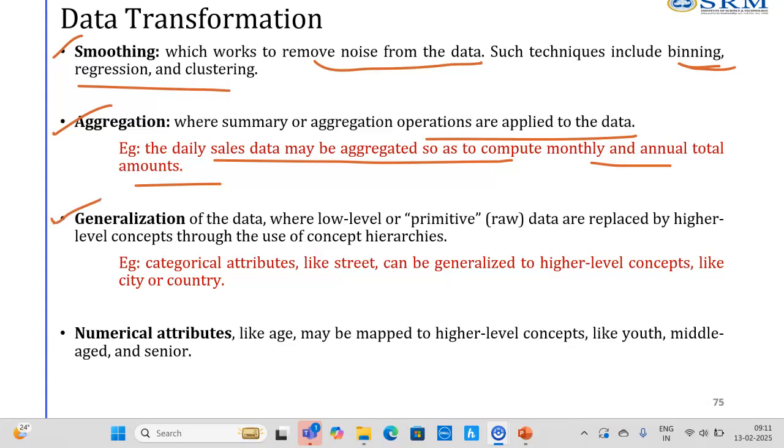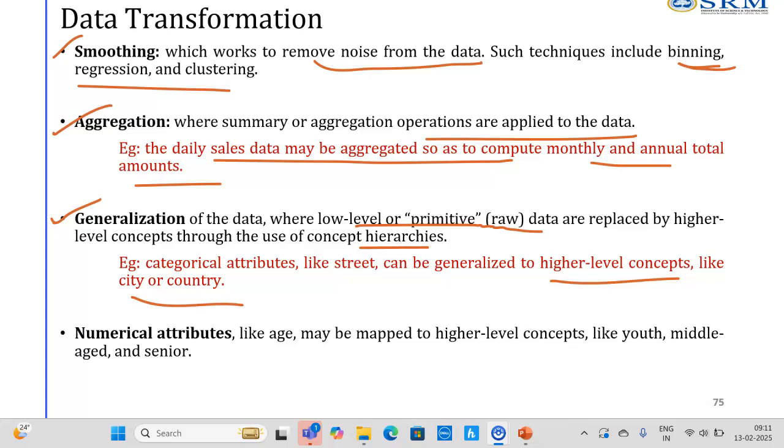So the next one is generalization. Generalization is where the low level or primitive raw data are replaced by higher level concepts through the use of concept hierarchies. For example, you have a street name. This street name could be a lower level, so it can be generalized or replaced with higher level concepts like city or country.